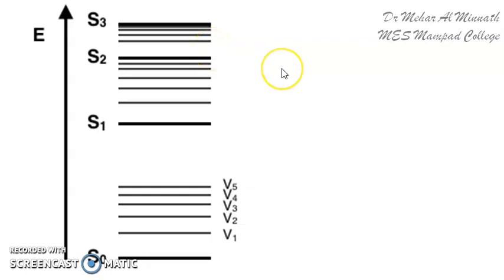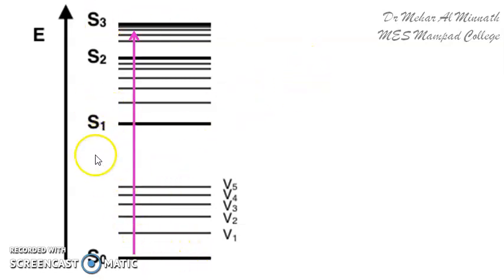Now let us see what happens during fluorescence, or what are the energy transitions that happen during fluorescence. When the system absorbs energy, it moves from the ground state to a higher excited state. Here we have depicted only the singlet states, S0, S1, S2, S3. That means the spin of the electrons in the system is not changed. The spin multiplicity remains the same.